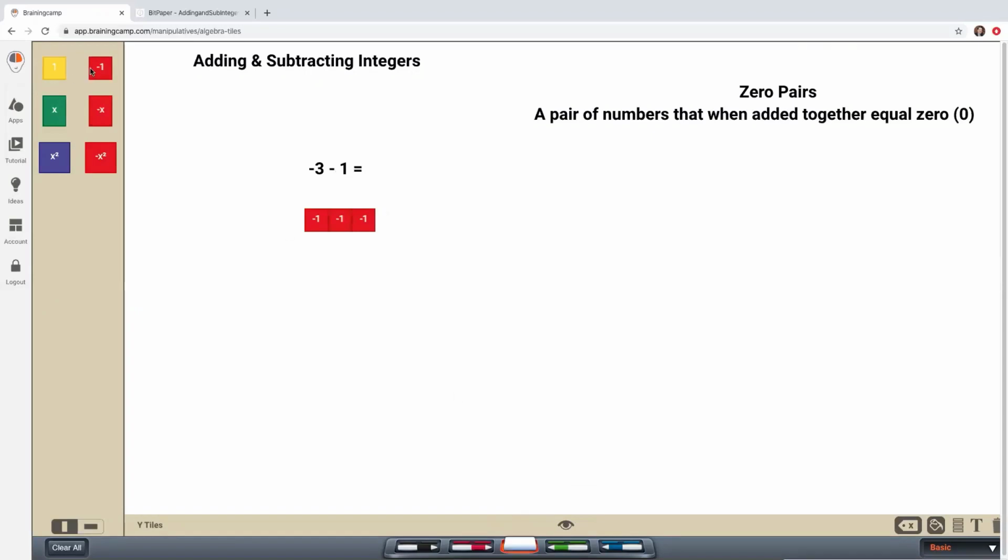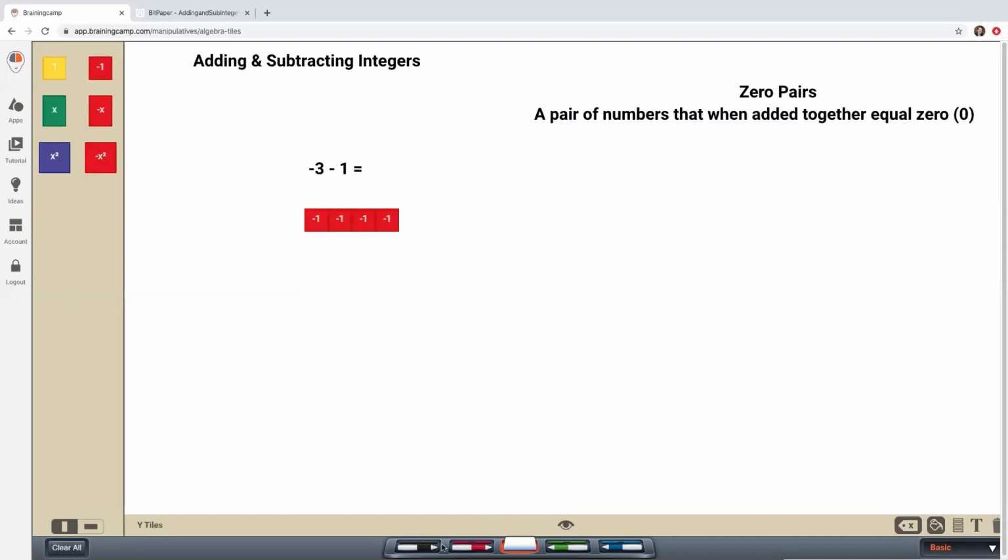So I'm going to go over and grab a +1 and a -1. Now this +1 and this -1 do actually create a zero pair. They cancel each other out. They equal 0. So I'm actually not changing the quantity of -3. I'm not adding anything. I'm not taking away. I'm just building a zero pair so that I can go in and take away this +1 right here. And now I join it with my -3, and this is my answer.